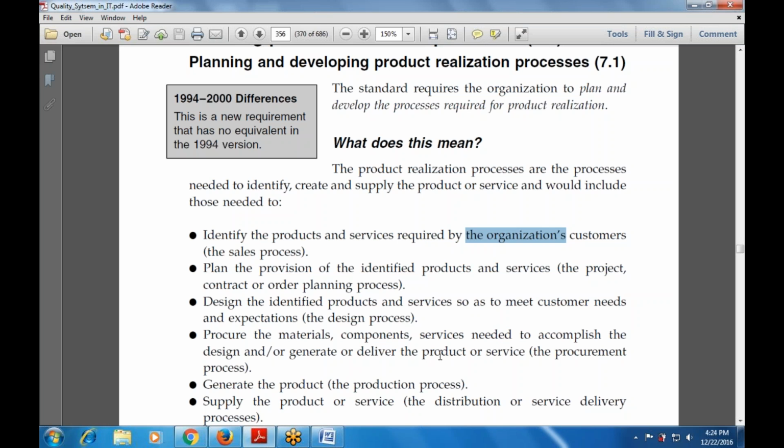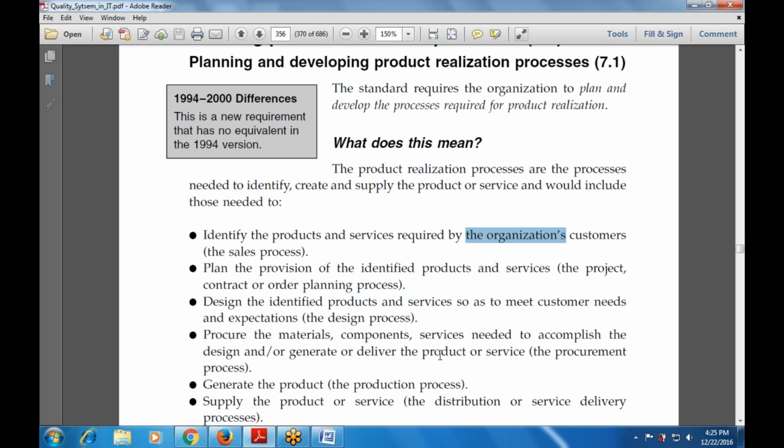Then procure the materials, components, and services needed to accomplish the design or generate or deliver the product or the services. That is known as procurement. Procurement means what are the various materials that are required, what are the various components, what are the various services that are required to accomplish the design or generate or deliver the product or the service.